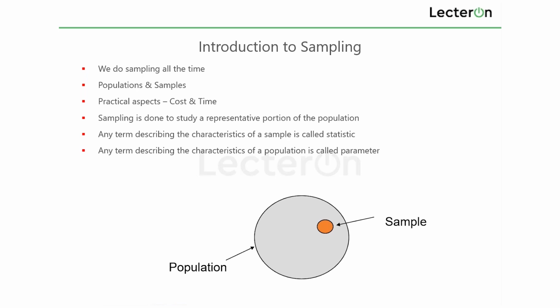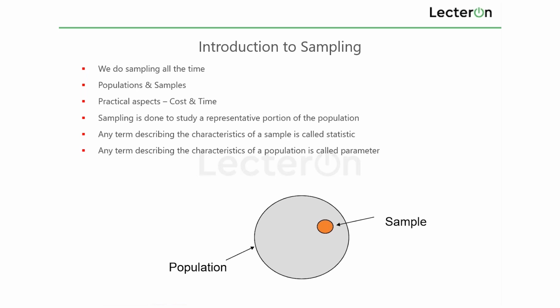Why is sampling done? Why not population data? Because data costs money. If we were to collect the data for the entire population, it would cost a huge amount of money and time as well. So that's the reason why we take a representative sample from the population, and on the basis of whatever we get from the sample, we infer the same for the population. The term that describes the characteristics of a sample is called a statistic, and any term that describes the characteristics of a population is called a parameter.